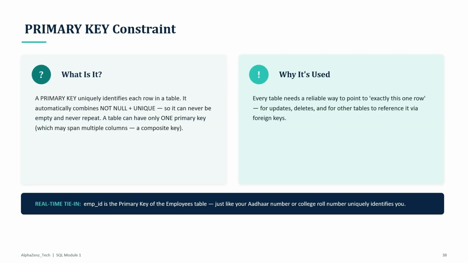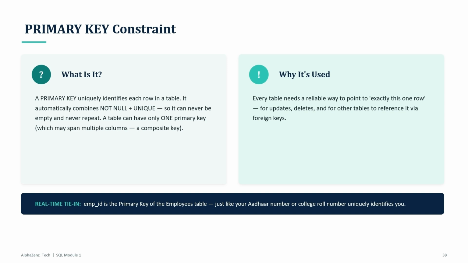Rejected immediately. Slide 45. Primary key, concept and why. A primary key uniquely identifies each row in a table. Here's an important fact for interviews: it automatically combines NOT NULL plus UNIQUE, so it can never be empty, and it can never repeat. And a table can have only one primary key, though that key can span multiple columns together, which is called a composite key.